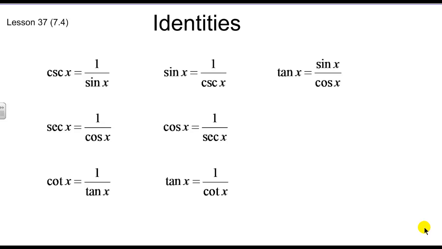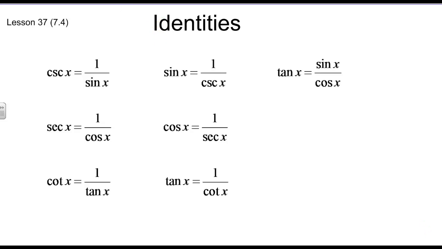The topic of the day is identities, and basically what an identity is, it's just a true equation. There are several identities that we already know about, and they're listed right in front of you. You've got the cosecant's the reciprocal of sine, secant's the reciprocal of cosine, and the cotangent's the reciprocal of tangent. So we know all that.